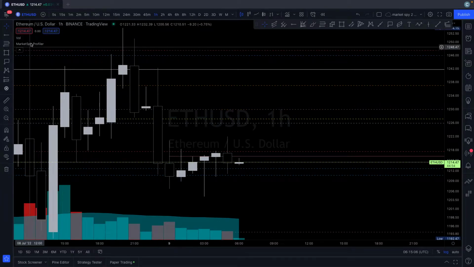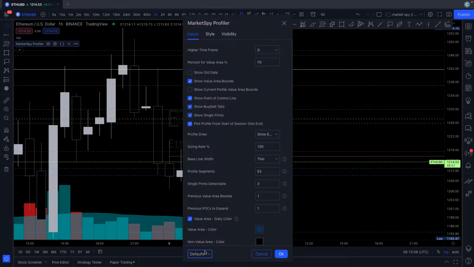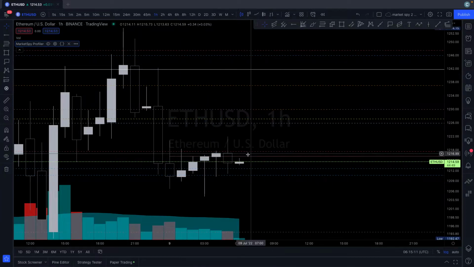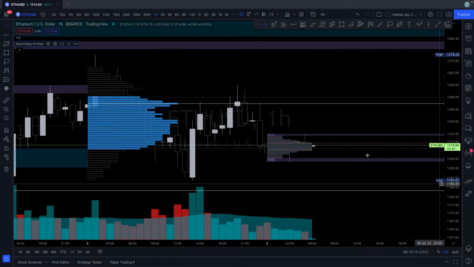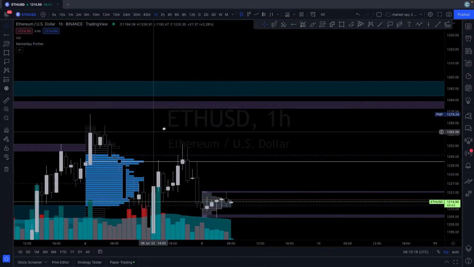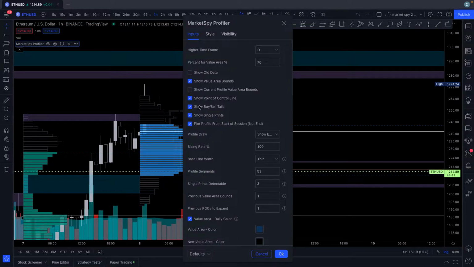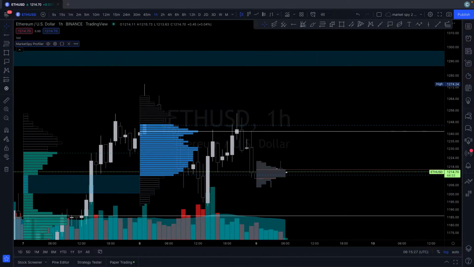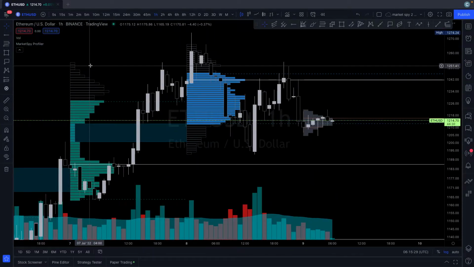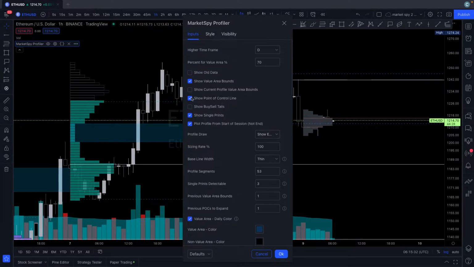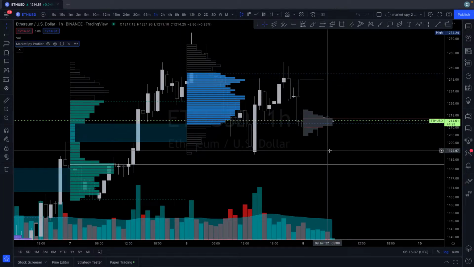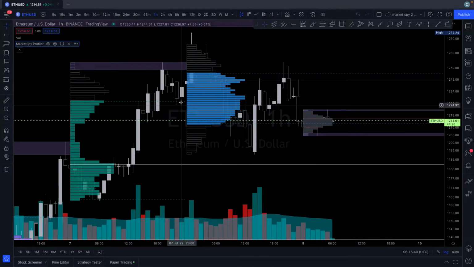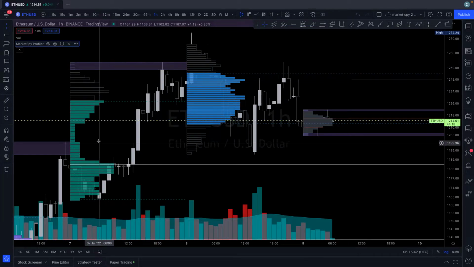So next, we're going to talk about our buy tails and sell tails. So our buy tails and sell tails are these purple boxes you see at the highs and the lows. I just turned them off right there. And as you can see, there's no more purple up here. We'll go back in. Turn it back on. And now you can see.